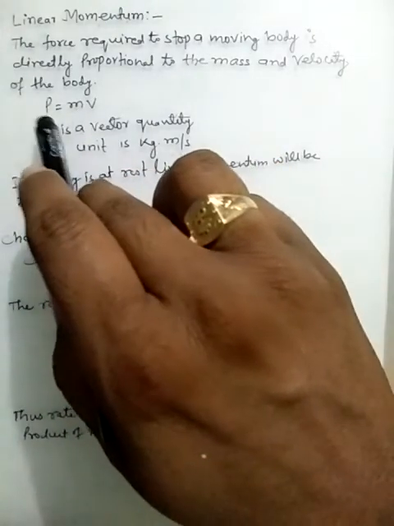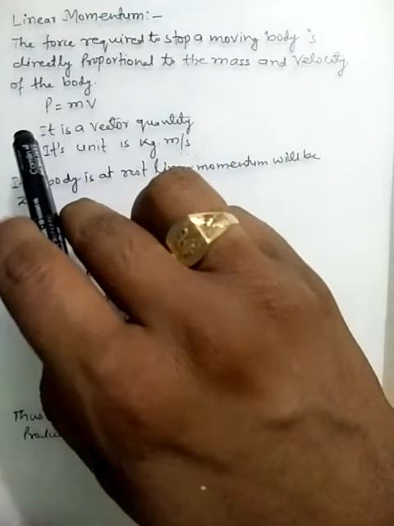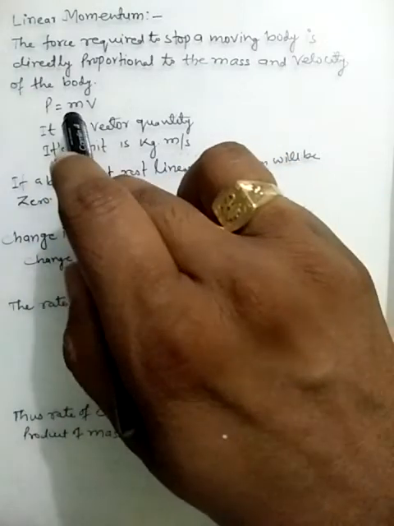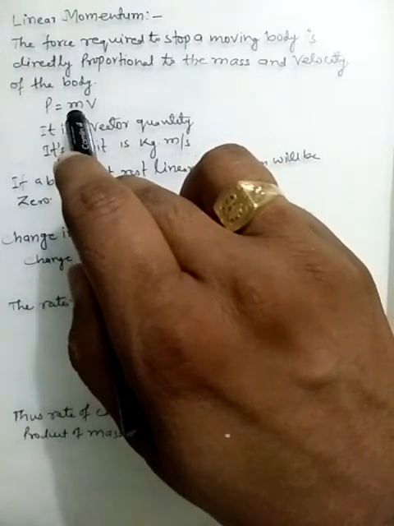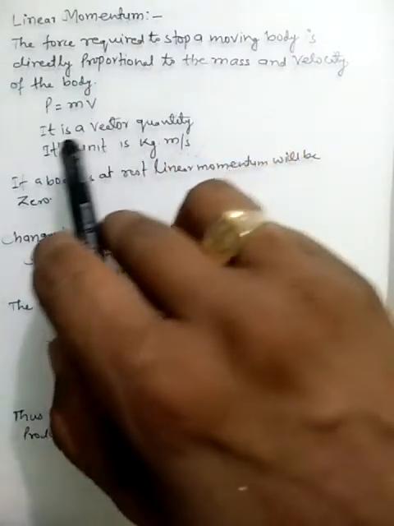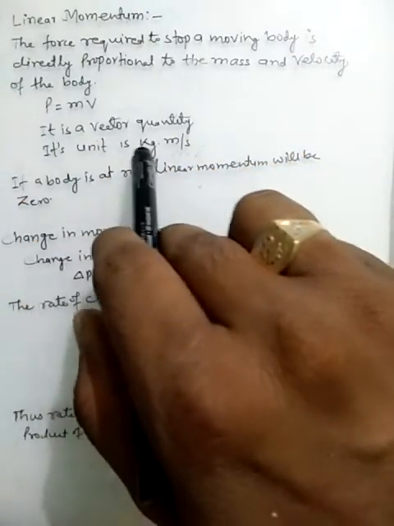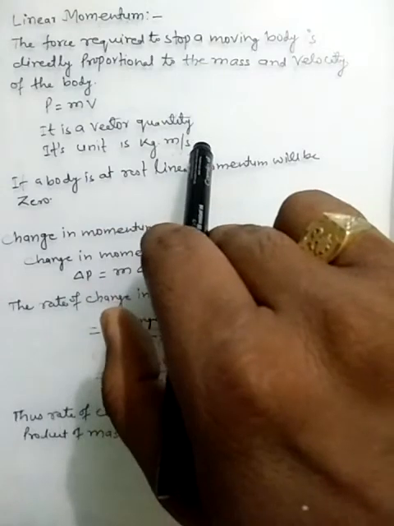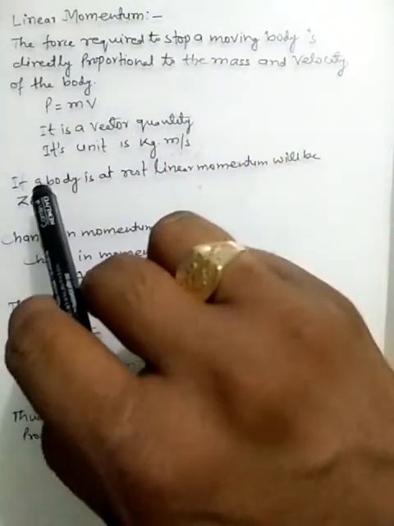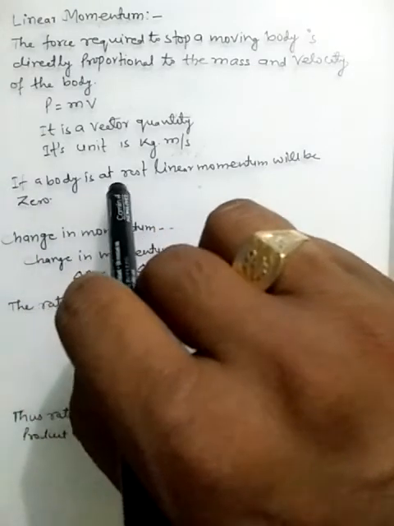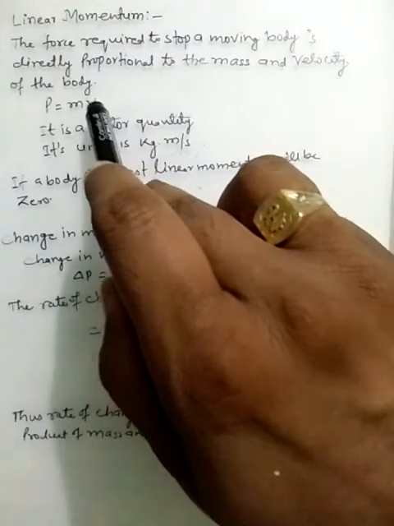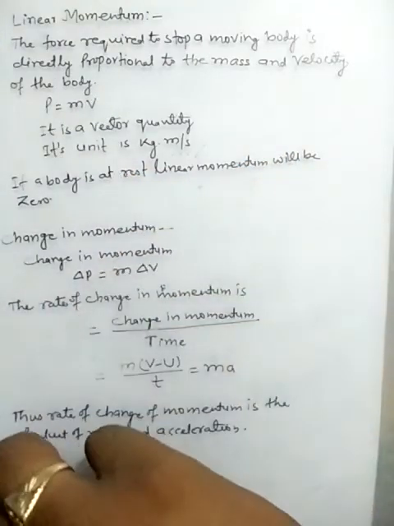Therefore, linear momentum is also a vector quantity. The unit of mass is kg and the unit of velocity is meter per second, so the unit of linear momentum is kg meter per second. With the help of this equation, we can say that if a body is at rest, the linear momentum of the object will be 0.